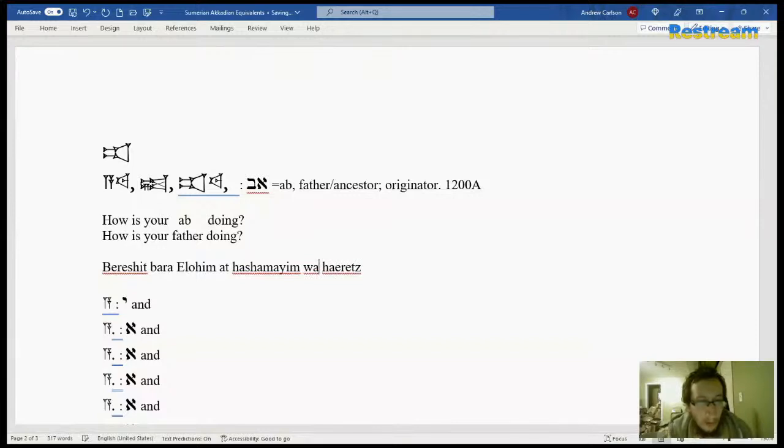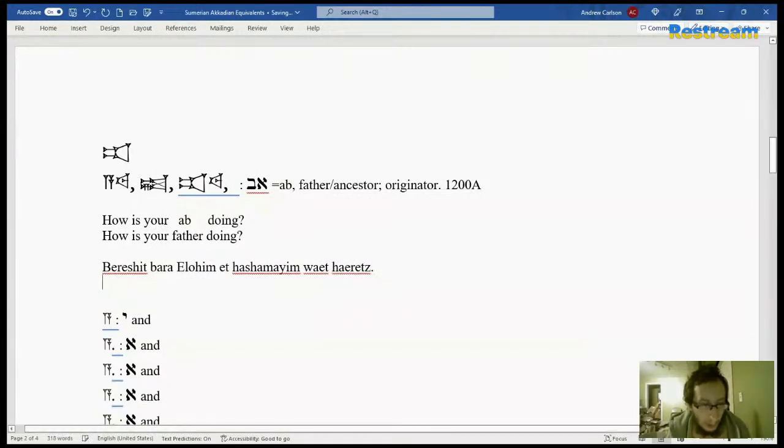It's actually... wa'et haaretz. All right. So would we pronounce it if we wrote it like this? Would we pronounce it Bereshit bara Elohim et Hashemayim wa'et haaretz. In the beginning created God the heavens and the earth.